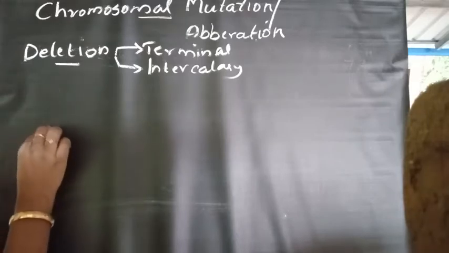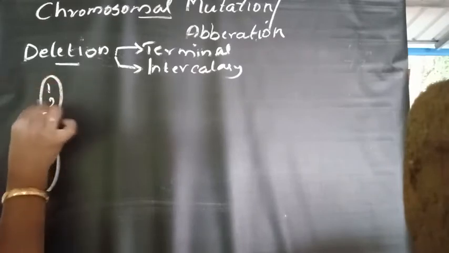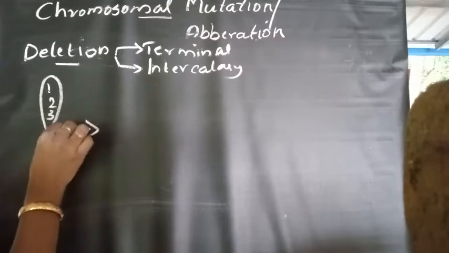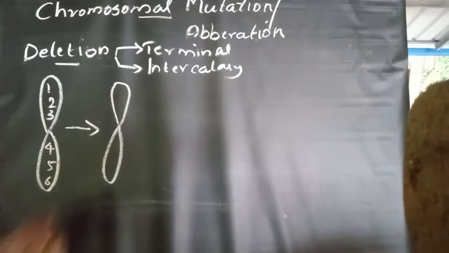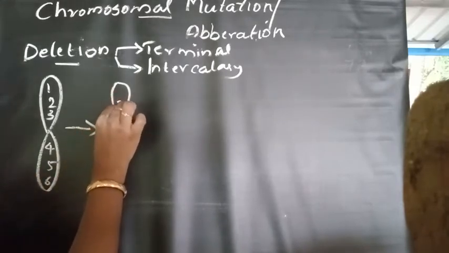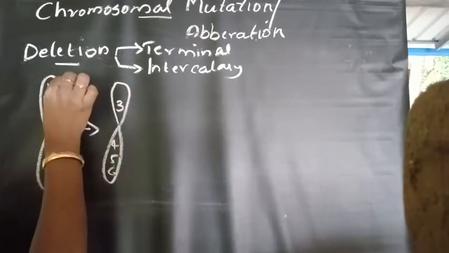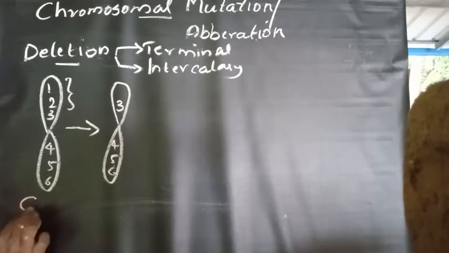Suppose this is a chromosome having 1, 2, 3, 4, 5, 6. Due to mutation, what happened? It becomes 3, 4, 5, 6. Here it is the terminal portion. This portion is deleted. That is called terminal deletion. Example, the Cri-du-chat syndrome.